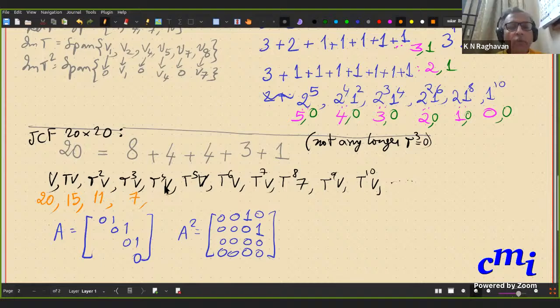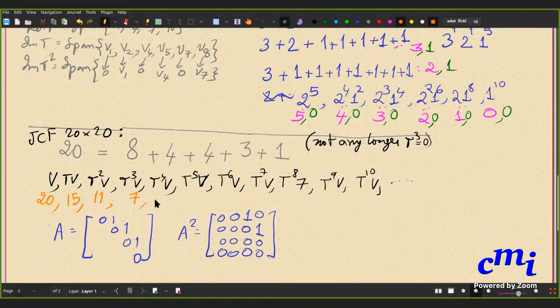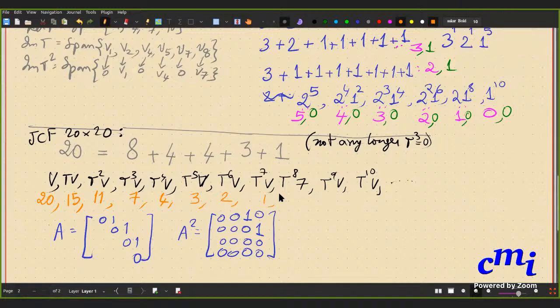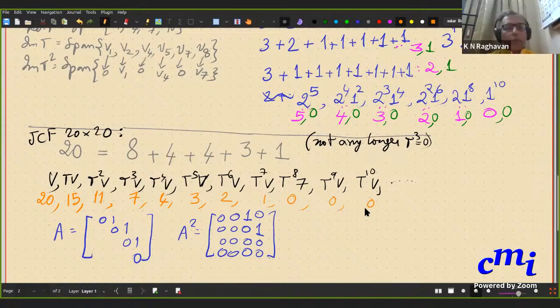What is T to the 4 V? 4. Then this 3, 3, 2, 1, 2, 0, the rest of it. Okay, you see these differences. This is 5, this is 4, this is 3, this is 3, this is 1, this is 1, this is 1. So the differences keep decreasing. So this is a beautiful corollary.